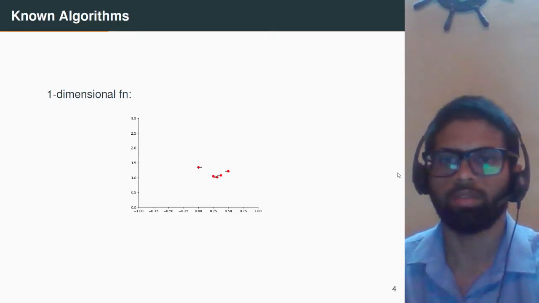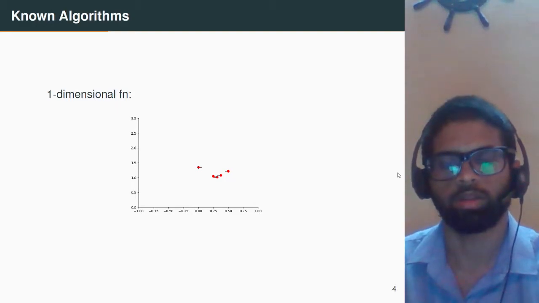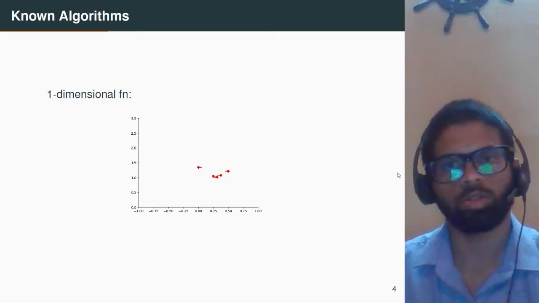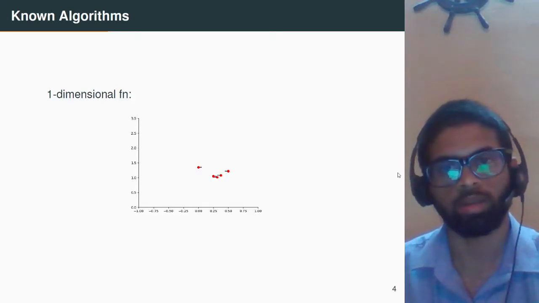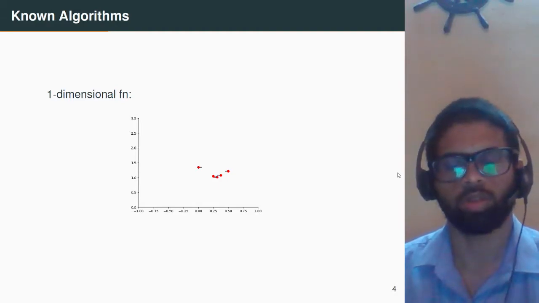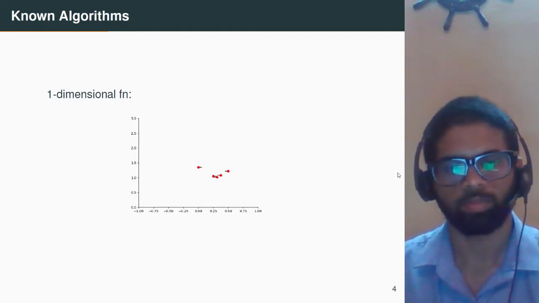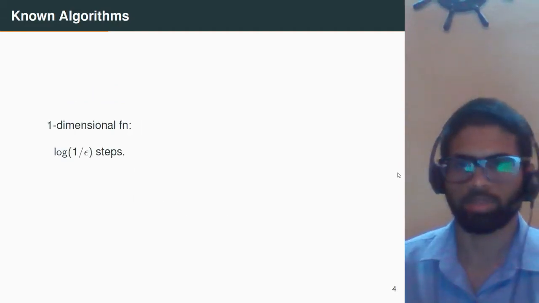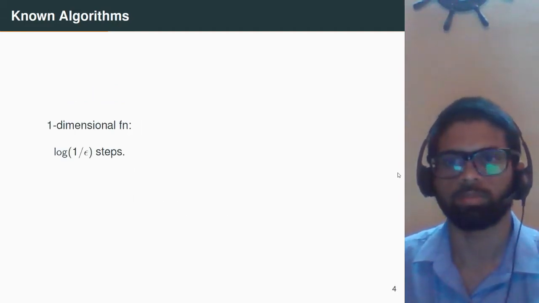The question is, how many steps of binary search do we need before we find an epsilon optimal point? Since our function has slope at most 1, the set of epsilon optimal points is going to be at least an epsilon ball around the minimum. And we're going to land within this epsilon ball within log 1/epsilon steps. And this is the best you can do.